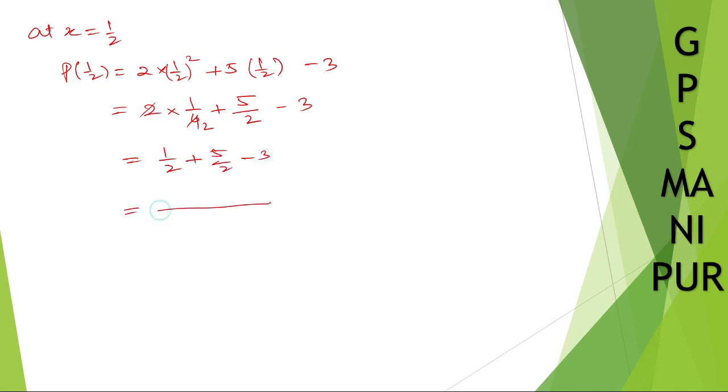Take the LCM. LCM will be 2. So 1 plus 5 minus 6, divided by 2. 1 plus 5 is 6, 6 minus 6 is 0, divided by 2, which will be equal to 0.